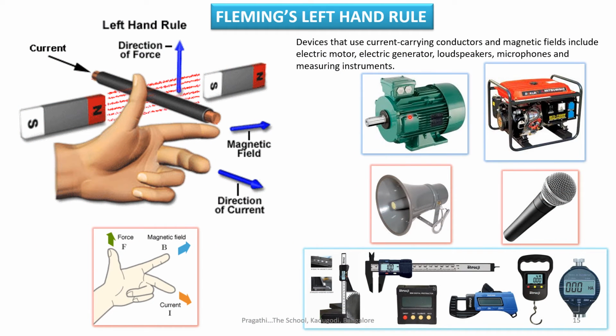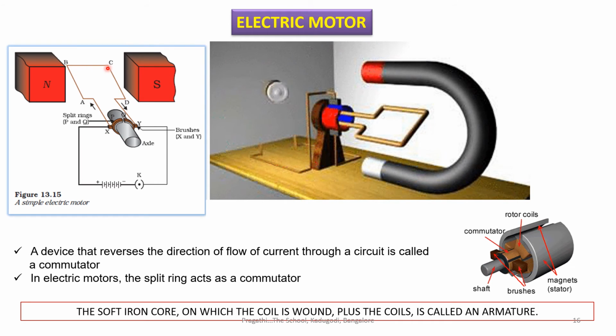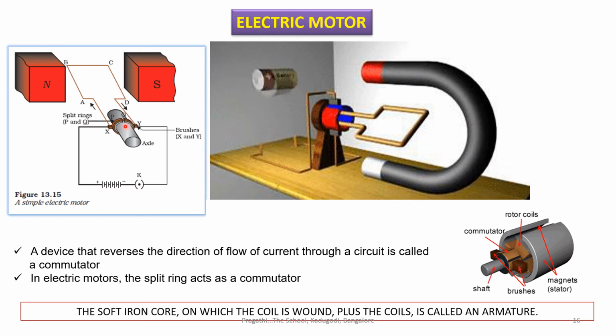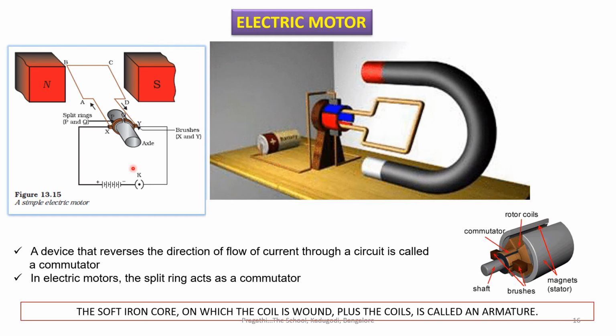Right? How does it work? This is the arrangement. North pole, south pole. So the magnet is there, and A, B, C, D. This is the conductor and it is connected to split rings. Ring means it should be a total circle. Split means you can see it is broken here. That means half portion is here and half portion is on the right side. So that's why it is called a split ring.